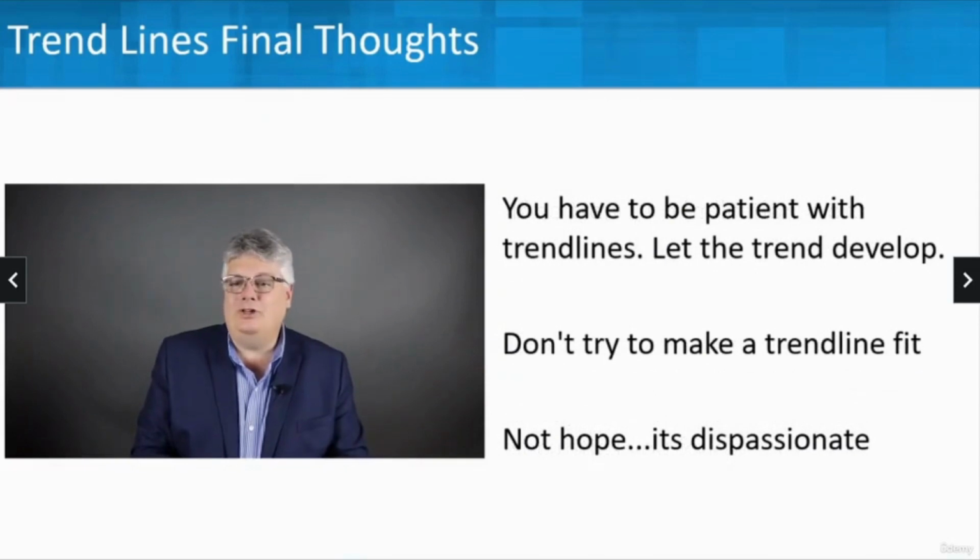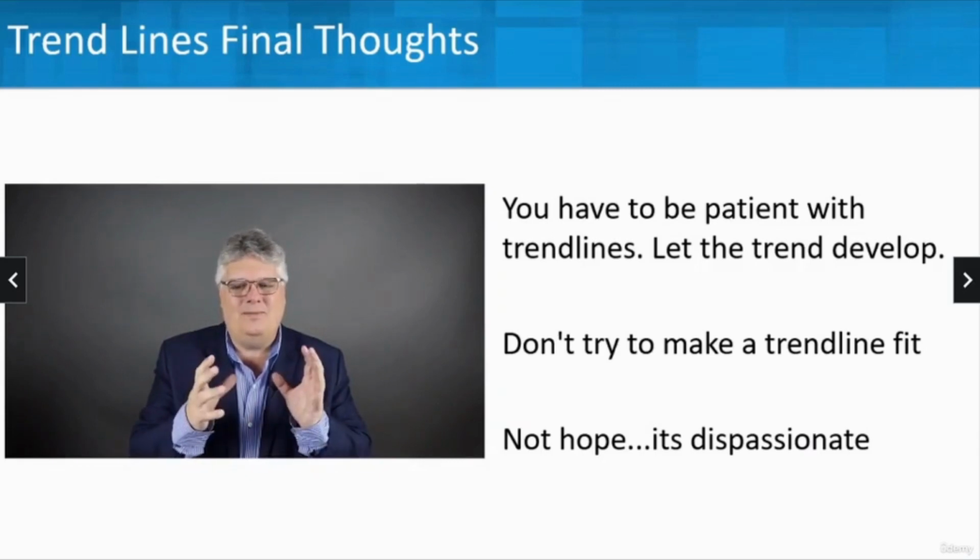So you have to be patient with trend lines, right? So you have to let that trend develop. Once it develops, then that's good. You want to make sure that trend line develops. And another thing that people can struggle with is that they try to make the trend line fit.